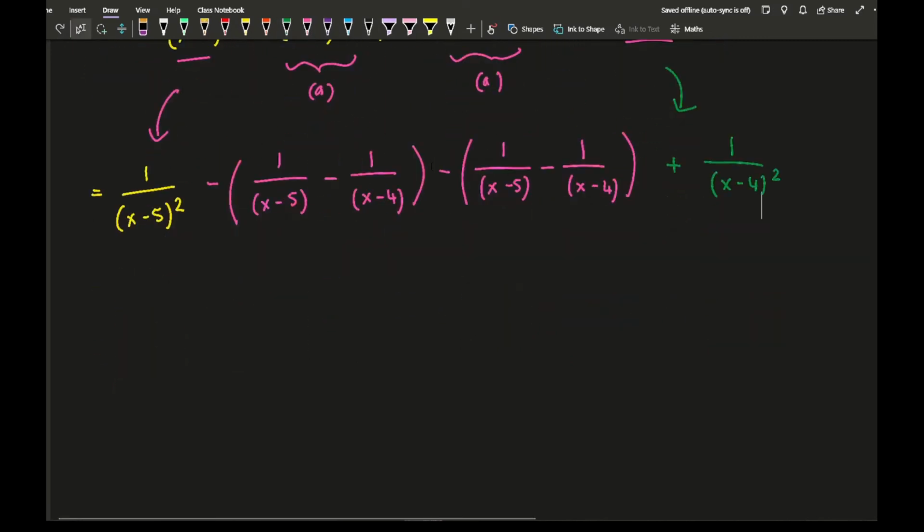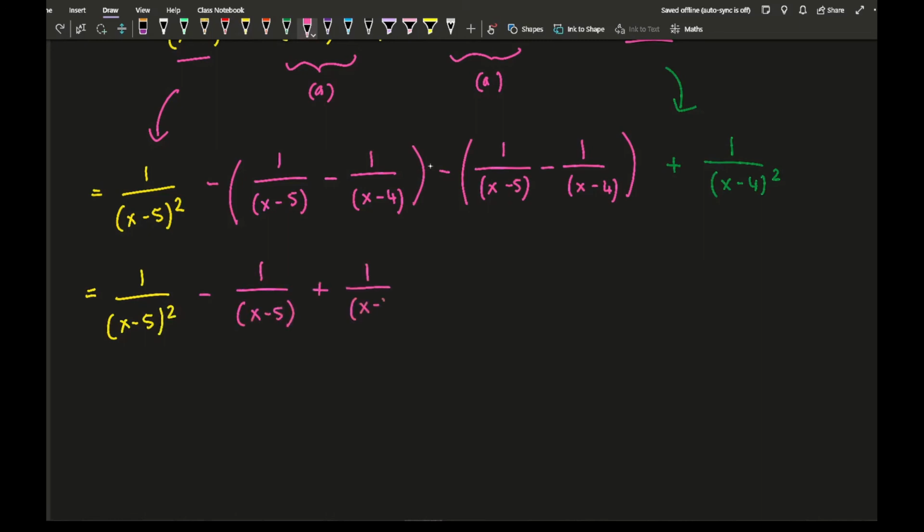Now here I'm not multiplying, I'm adding and subtracting, so it's just like collecting like terms. If I just get rid of those brackets, and I'll try and use the same colours so you can see exactly what I'm doing, that's 1 over x minus 5 squared, and then minus 1 over x minus 5 plus 1 over x minus 4, minus 1 over x minus 5 plus 1 over x minus 4, and then I've got my plus 1 over x minus 4 squared.